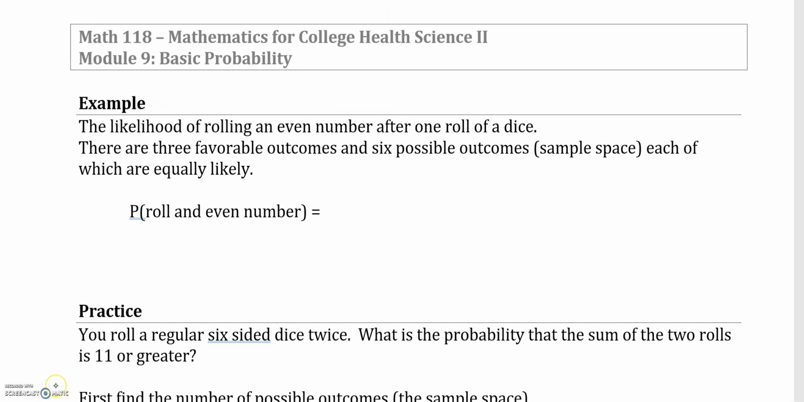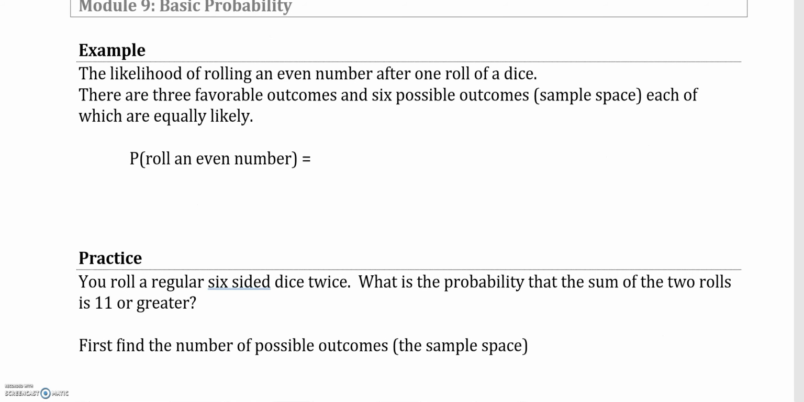set. So for example, we can look at the event of rolling a dice and consider what the probability is that we roll an even number. So there are three possible outcomes that would satisfy this condition. Either we roll a 2, a 4, or a 6.